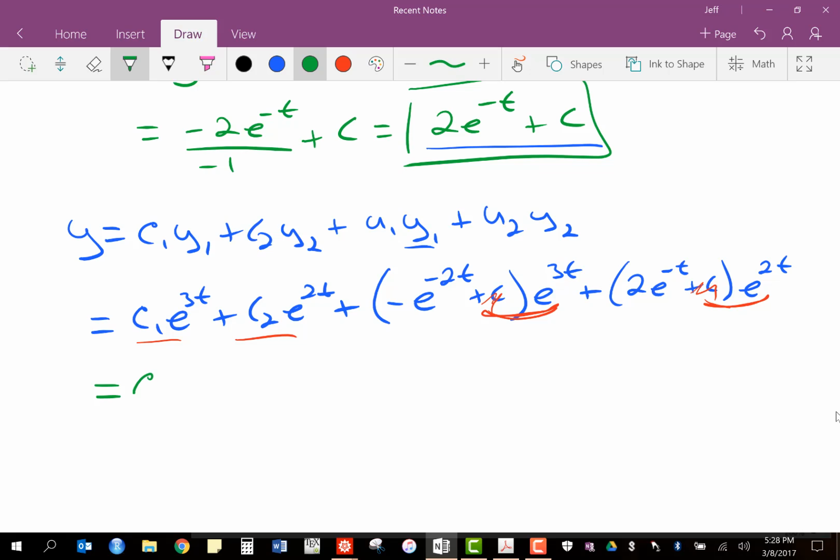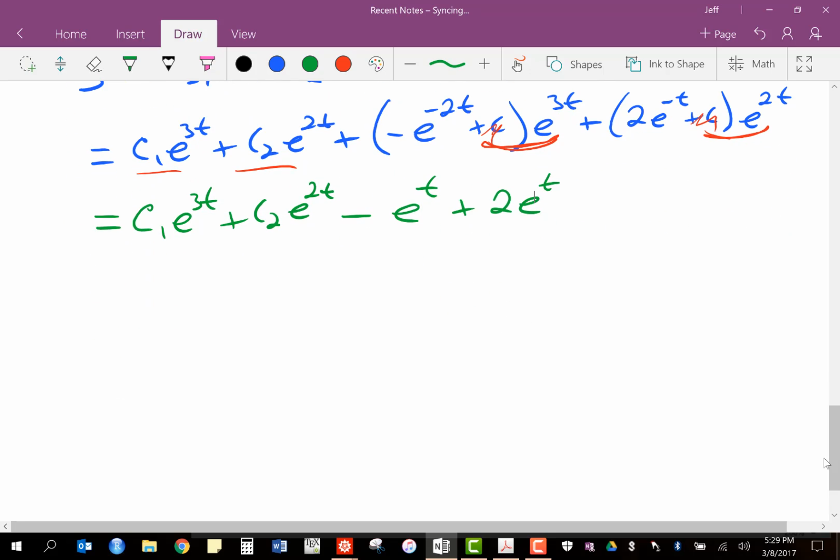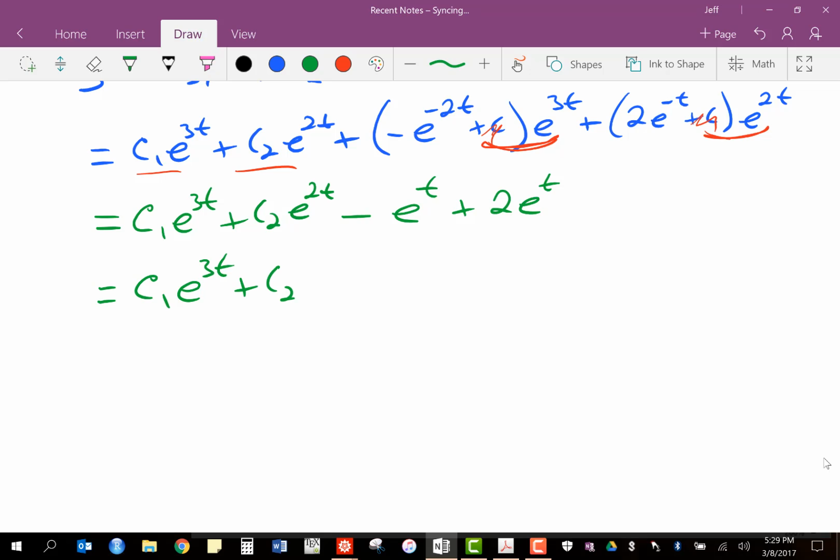So I've got the same c1 e to the 3t plus c2 e to the 2t. If I multiply this in, that will be minus e to the t, right? So I got minus e to the negative 2t, e to the 3t, so that's going to be e to the positive t. And then the other one will be plus 2e to the t, which is going to simplify to exactly what I got before. c1 e to the 3t plus c2 e to the 2t plus e to the t.